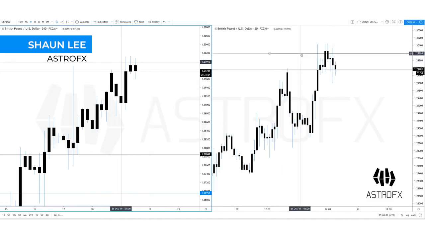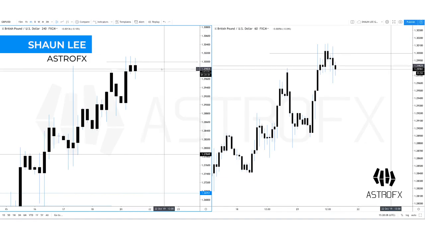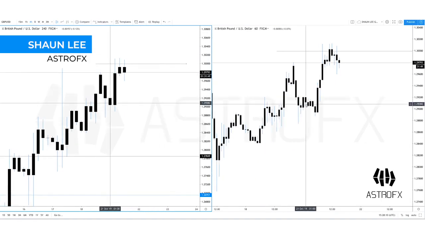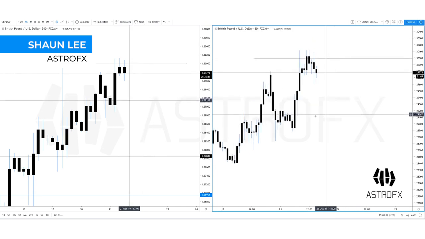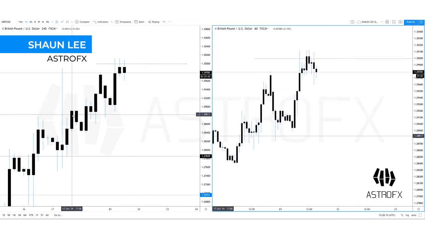Now, what I can simply go ahead and do if I want to is just copy and paste that over there just for reference. So what a good trade setup would be at this area is, number one, recognizing what's happened beforehand.